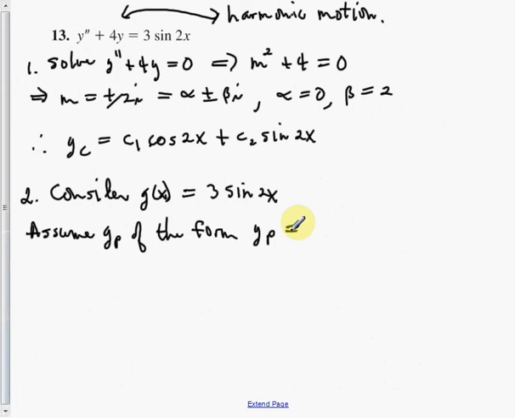So y sub p, watch this, is ax cosine 2x plus bx sine 2x. Now, my first question is, why the cosine and the sines?